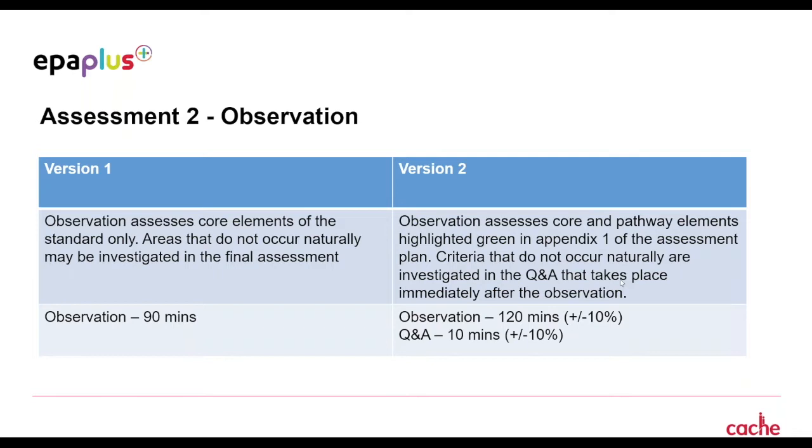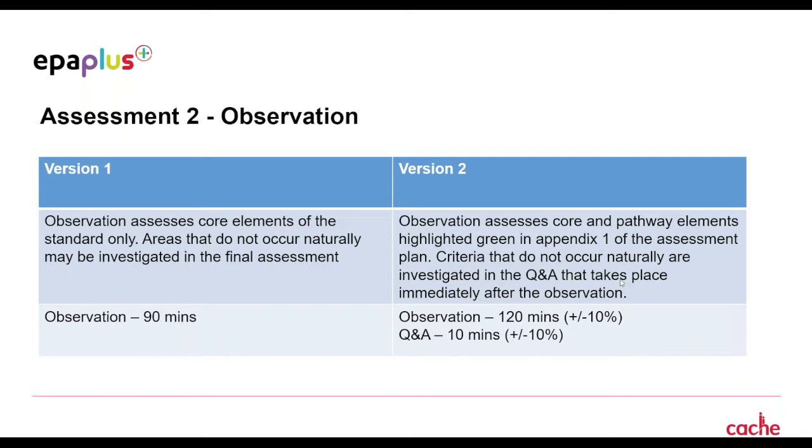However, when we move over to version 2, the observation assesses core and pathway elements. That's a really, really key difference. So, some of the specific pathway elements may well be or do need to be seen in this particular assessment. They're highlighted in green in Appendix 1 of the assessment plan. And I'll show you an example of that assessment plan shortly, just so that it makes sense when I describe that.